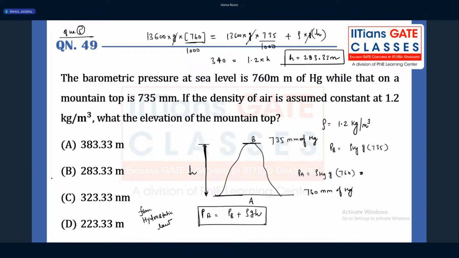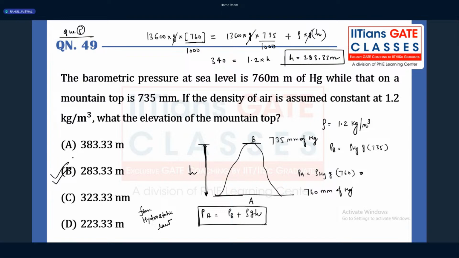What should be the answer? The answer must be B. Please note down. Now the answer for this particular question must be B. It's a simple hydrostatic law based problem.